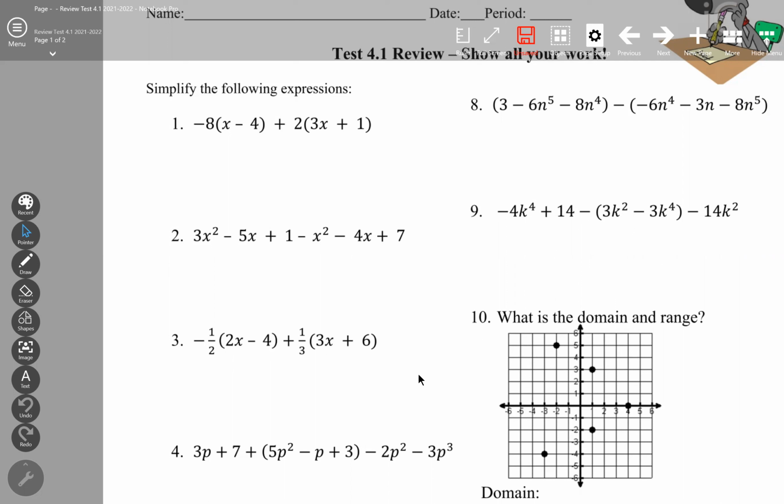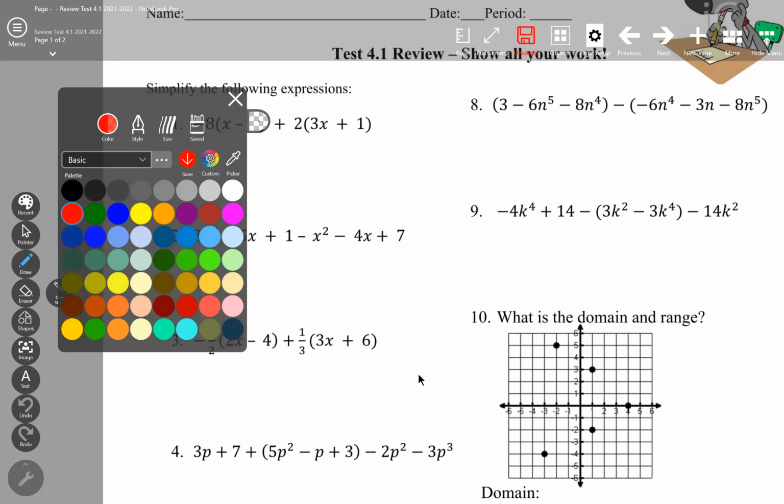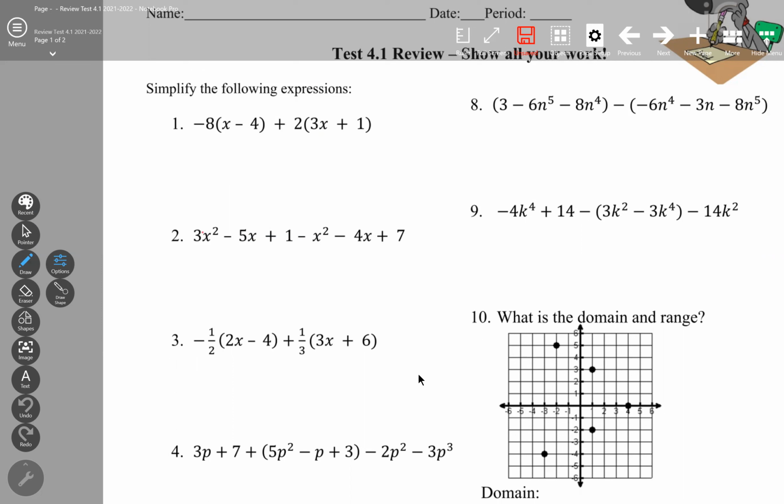On this one here, it's just combining like terms. So essentially what we're going to do is go through and look at the variables and the exponent and see if those terms go together. So remember, like terms have the same letter, the same variable, raised to the same power, the same exponent.